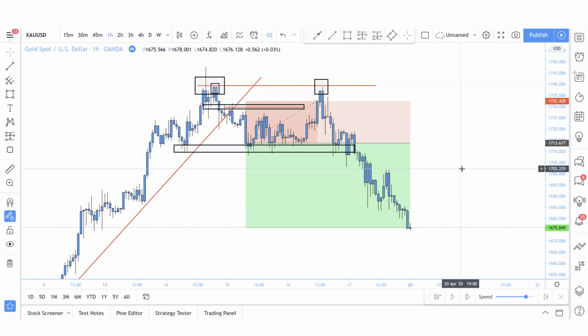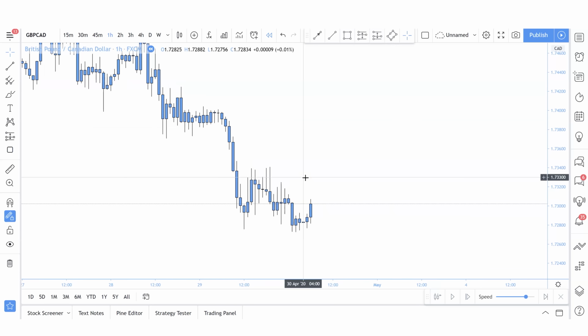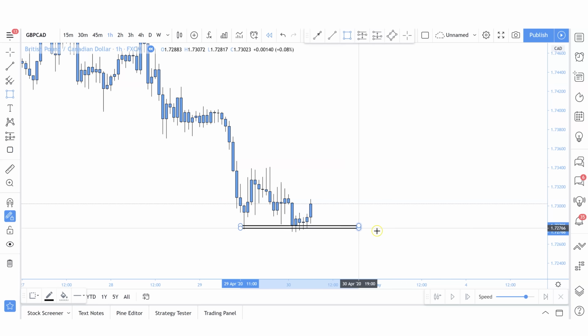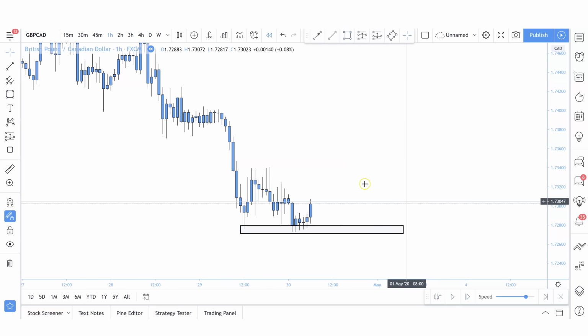So let's look at our second example. This is example number 1 on gold. So our second example on pound CAD is this structure here. Now, we've spoken about reversals yesterday and how to look for them. So if you haven't seen that video, there'll be a link in the description. But we can clearly see that the market structure is to the downside.